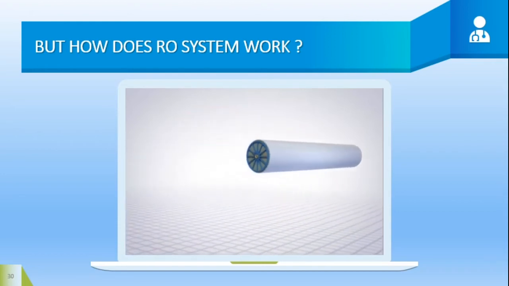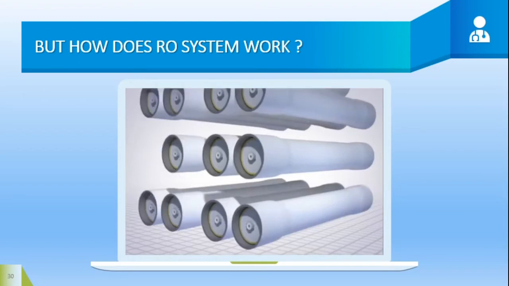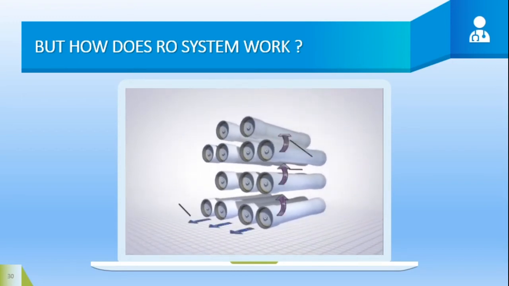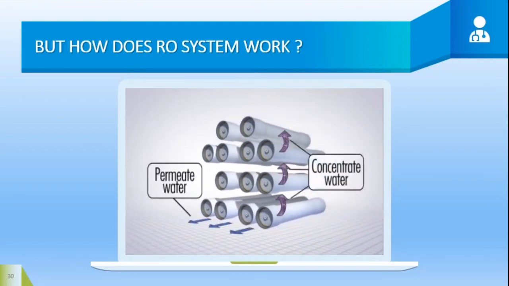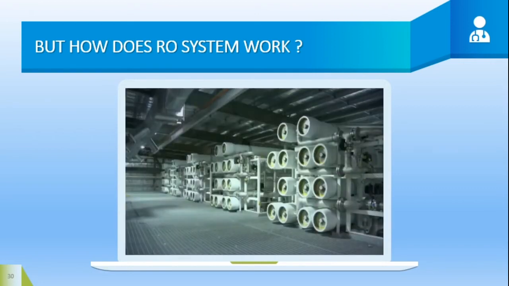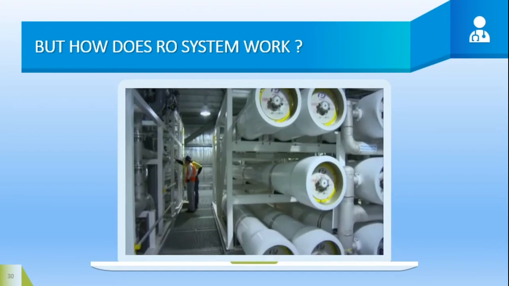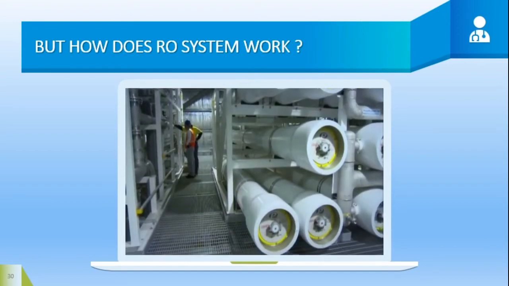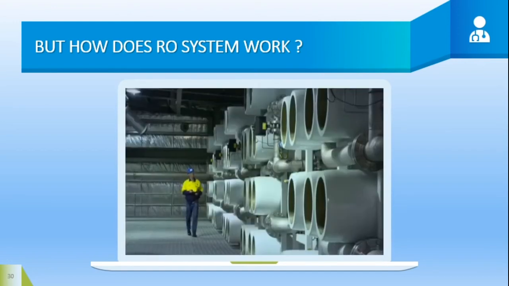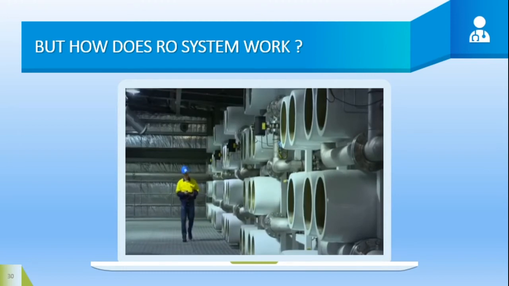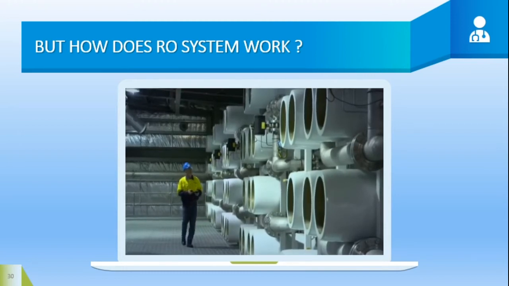The pure permeate water flows out the core tube and one end of the pressure vessel, and the concentrate water flows out another outlet. The concentrate water can then flow into other pressure vessels for the same process to happen again, so even more pure permeate water can be recovered. About 82% of all the source of water becomes purified water.